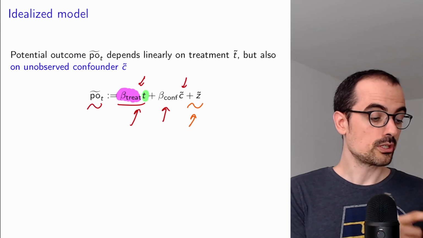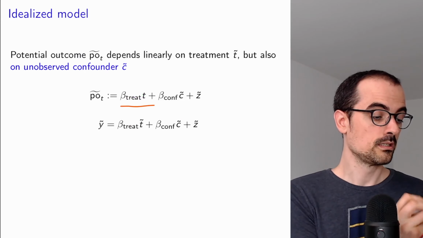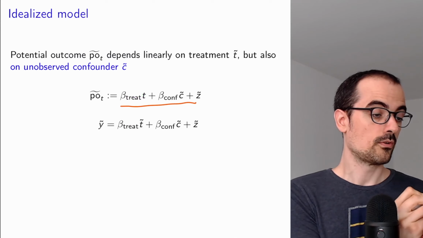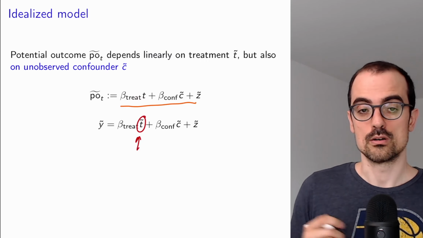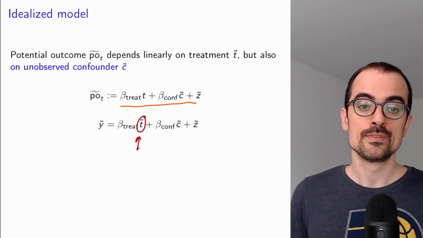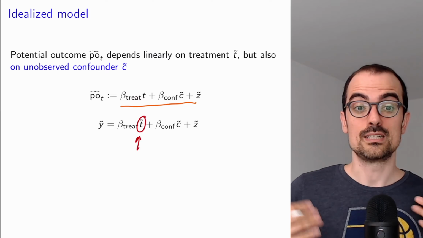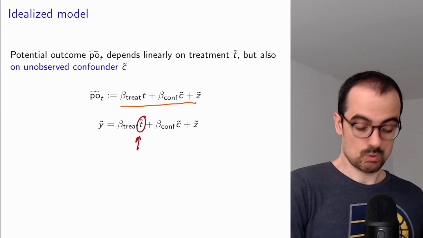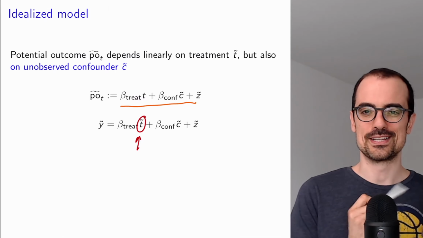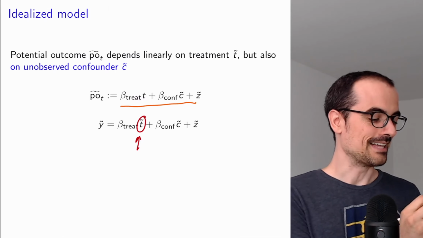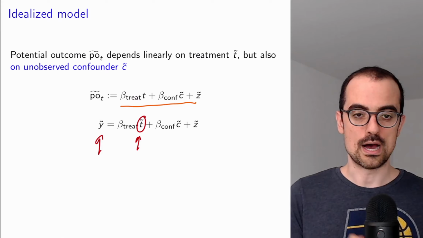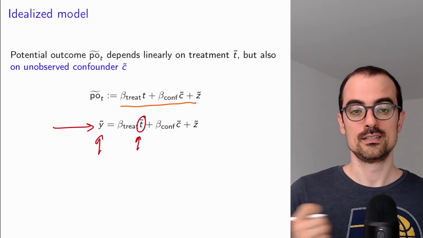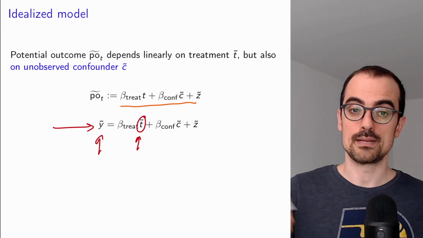What do we actually observe? We observe this quantity, but for the value of the treatment that actually occurs. Remember that random variable T reflects the treatment that we actually get to observe. And that immediately determines the value of the observed outcome Y, which is our data. When we're sampling our data, we're sampling from Y.